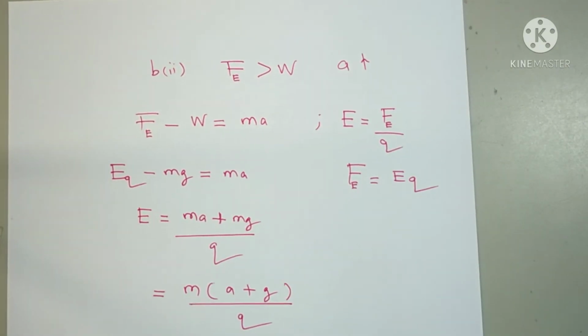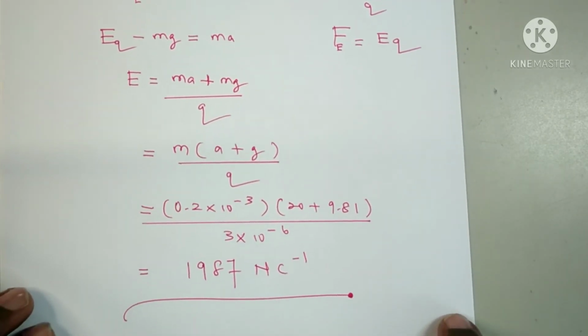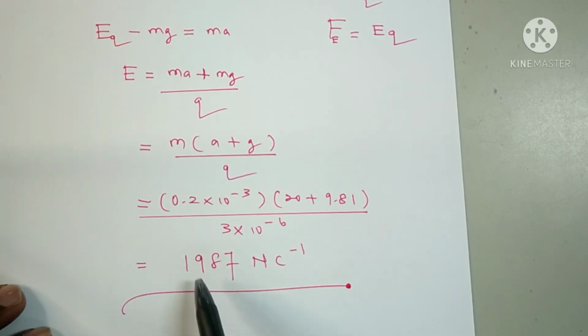By substituting all the possible values into this formula, we can find the magnitude of the electric field, which equals 1987 Newton per Coulomb.